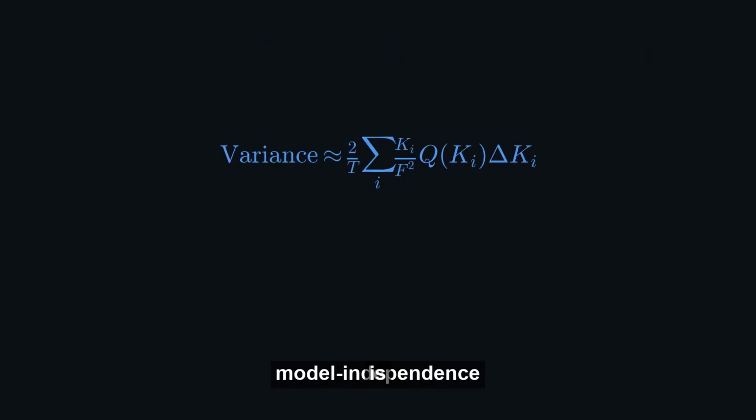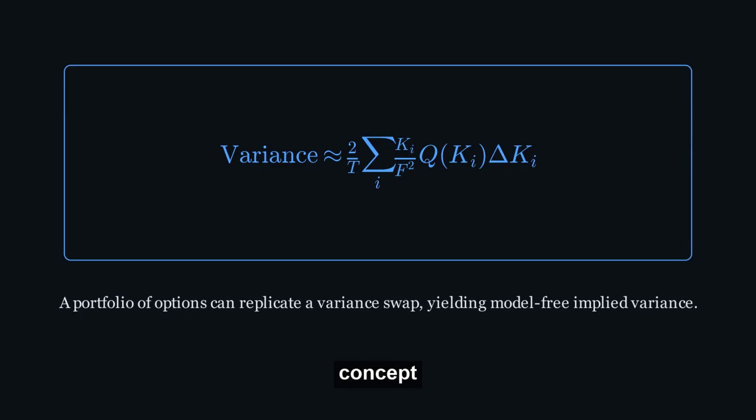This model independence is achieved through the elegant mathematical concept of static replication. We can construct a portfolio of out-of-the-money options that, when appropriately weighted and combined, synthetically replicates the payoff of a variance swap. The value of this portfolio, therefore, directly gives us the market's expectation of future variance, without needing to assume a specific stochastic process for the underlying asset. This is a powerful trick, allowing us to bypass model assumptions.